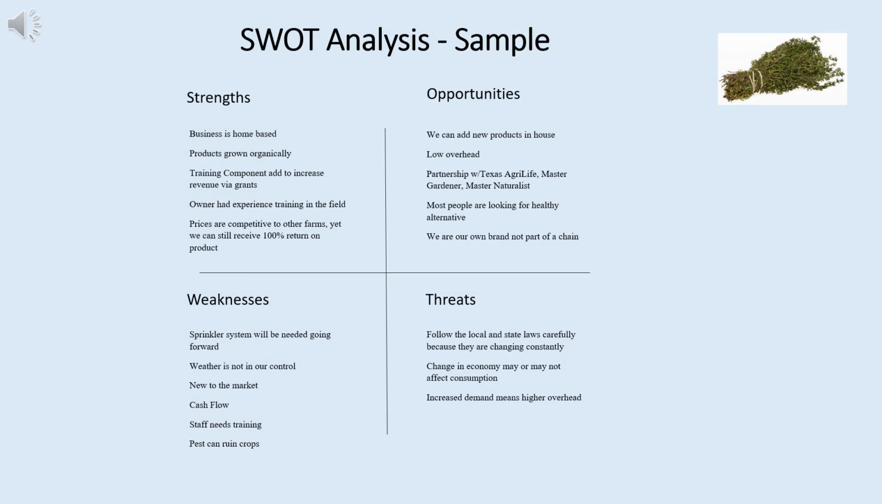SWOT analysis is a strategic planning and management technique used to help a person or organization get a situational assessment of their business. Strengths are positive aspects of your business. Ask yourself, what does your business have that the competition does not? Examples. Business is home-based. Products grown organically. Training component added to increase revenue via grants. Owner had experience training in the field. Prices are competitive to other farms, yet we can still receive 100% return on product.